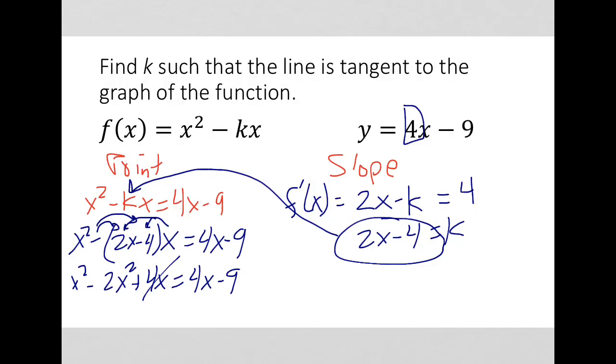So notice 4x and 4x will eliminate with each other because I can subtract that from both sides. And I get x squared minus 2x squared. I should probably combine those now. X squared minus 2x squared is negative x squared.